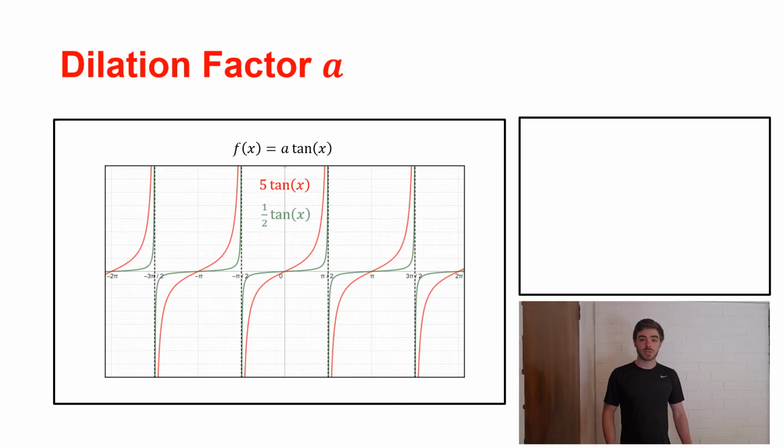The A term is a dilation factor from the x-axis. It's responsible for stretching the graph vertically. And all this really does is make the graph either smoother or sharper. As A gets larger, the transitions become much smoother, whereas if A gets smaller, the transitions become much sharper.